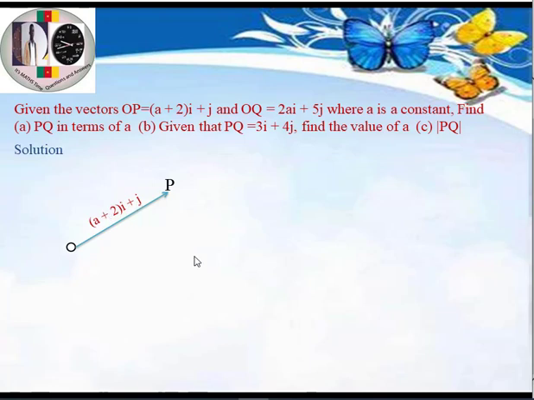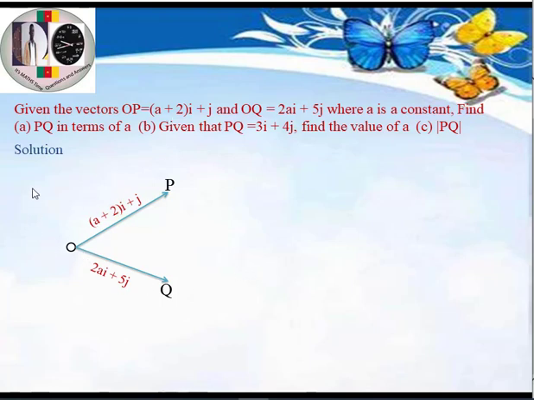Again, if we also walk from Boya to Douala, let us call that point Douala, point Q. So we see that we also walk from Boya, which is point O, to Douala, which is point Q. And the vector has component 2a in the i direction and 5 in the j direction. So that is the question we have drawn for you.